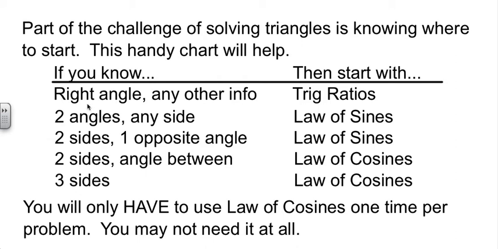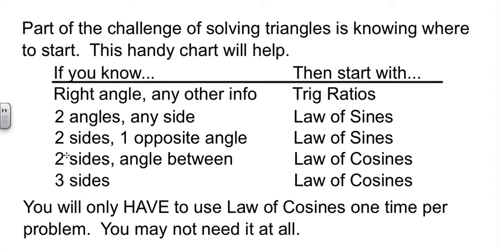If you know you have a right angle and you know anything else in the problem, then your ratios will work, your opposite over hypotenuse and your opposite over adjacent and those kinds of things. If you have any two angles and any one side, it doesn't matter which one, you can go straight to the law of sines because you can find your third angle from subtraction.